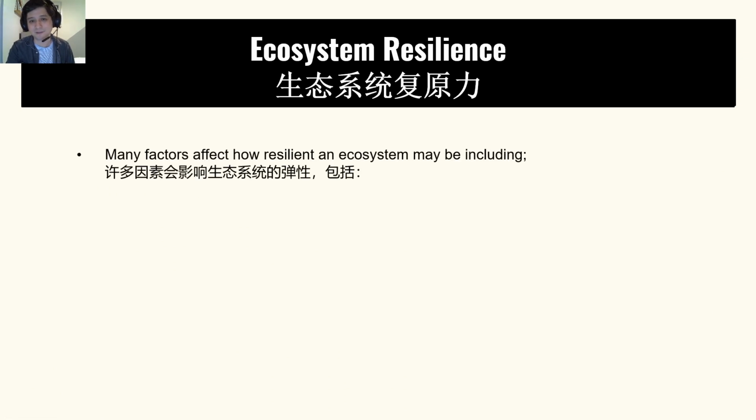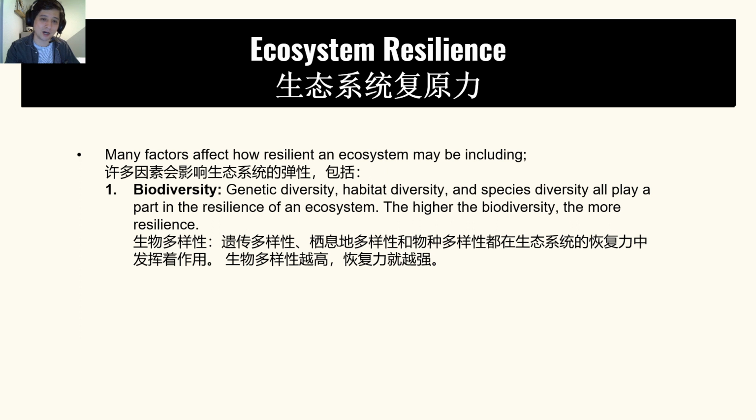Ecosystem resilience. Many factors will affect how resilient an ecosystem may be, including biodiversity. So maybe you know this word diversity, right? This is maybe kind of like difference in a sense. And we learned in an earlier section, bio, which means life. So this is life diversity, right? Different types of life in an ecosystem. So that's generally a good thing for an ecosystem. And we'll talk about that a lot. In fact, we'll spend most of a unit talking about it in the future.